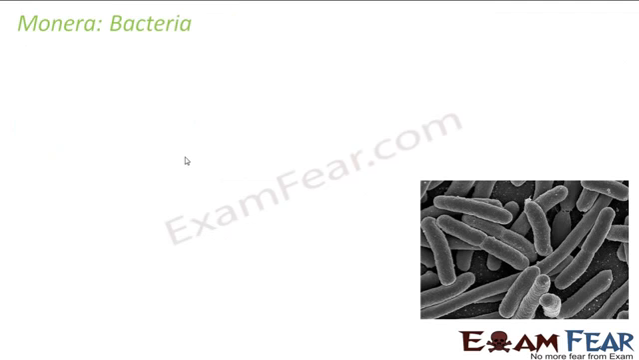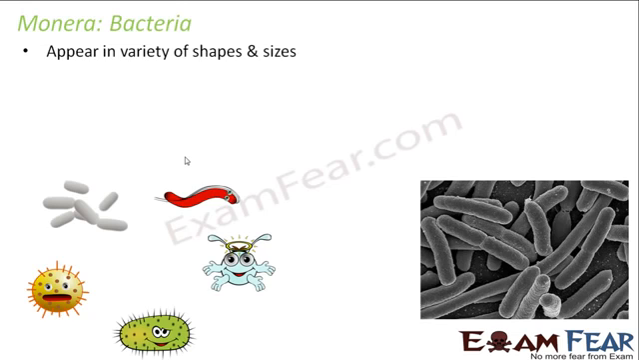So now let us look at the examples of monera. Bacteria. So here you can see bacteria. We all know that bacteria come in many different shapes and sizes. We have bacteria of cylindrical shape. We have spherical shaped bacteria. So there are various different forms of shapes and sizes of bacteria. They appear in a variety of shapes and sizes.